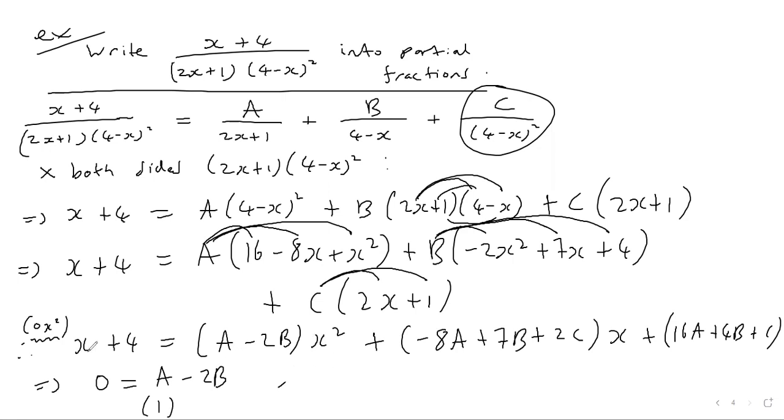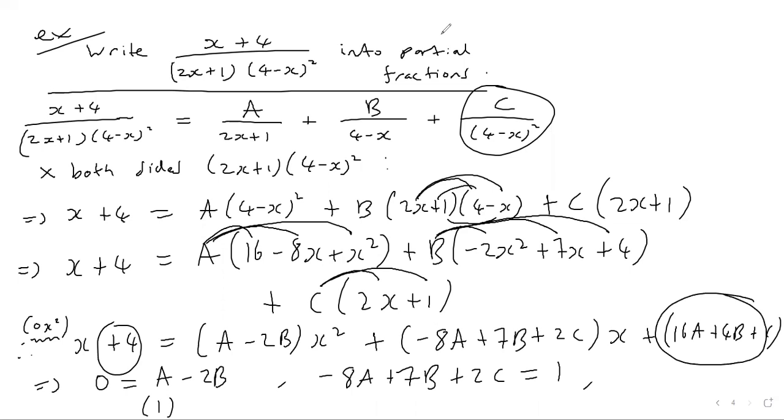Equation number 2, so our coefficient of x there is the number 1 on the left side, our coefficient of x here on the right side is this minus 8A plus 7B plus 2C, so we get minus 8A plus 7B plus 2C is equal to the number 1. And then lastly, this number 4 must be equal to this constant term at the end there. So the number 4 is equal to 16A plus 4B plus C. And then it's just a case of solving these 3 equations simultaneously then.